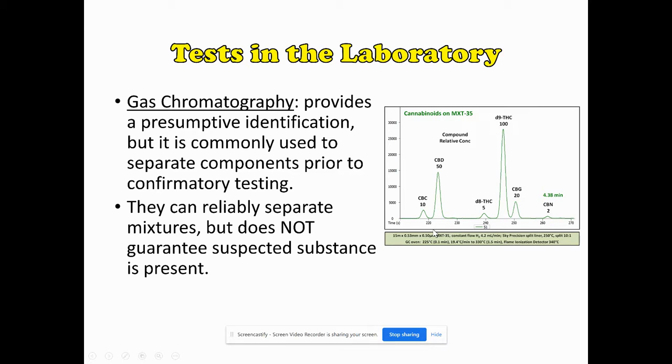So what do you need to know? You need to know that it provides a presumptive identification, and it is commonly used to separate components prior to confirmatory testing. So if you want to separate your THC because you want to confirmatory test whether or not that is actually THC, then you could just separate that, and it'll be spit out at an exhaust port, and then you can do more testing with that.